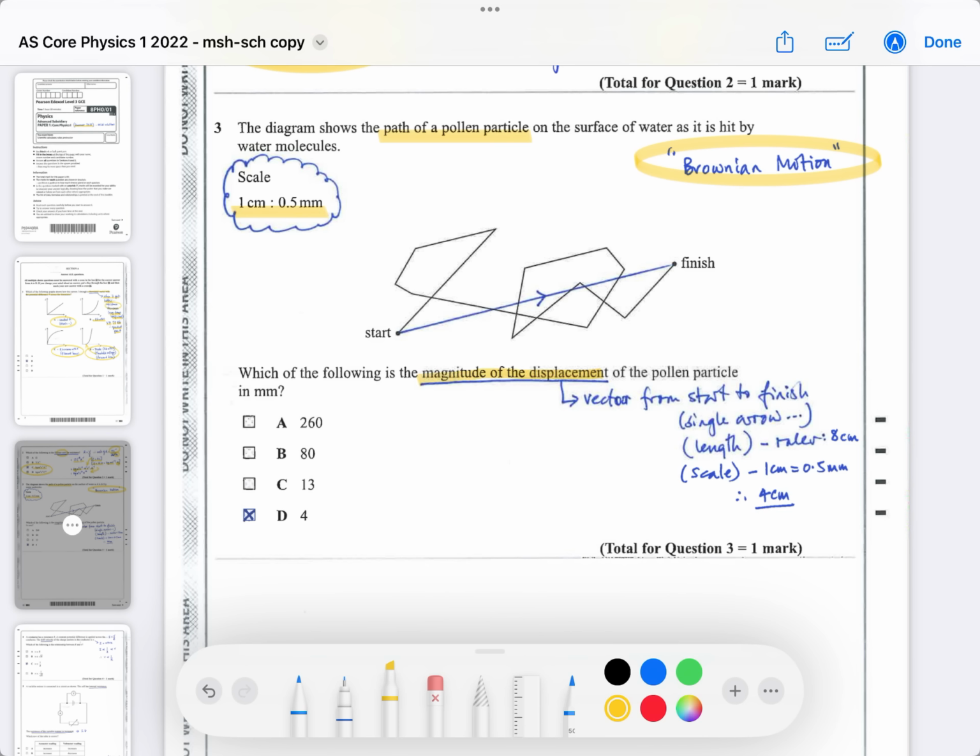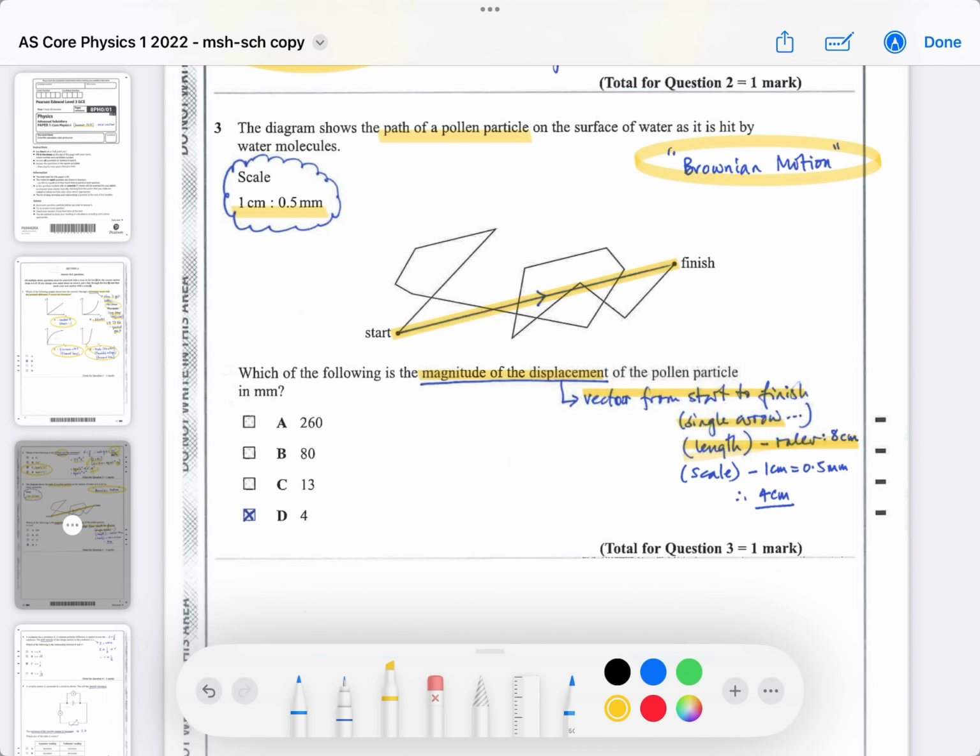Remember, displacement is a vector quantity. So it's how much has it moved from start to finish. It's basically just a straight line drawn from start to finish, a single arrow, which is displacement. That's what a vector quantity means: you can replace it with a single arrow. You just measure the length.